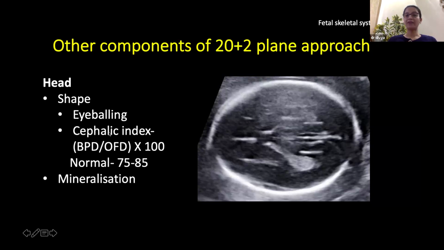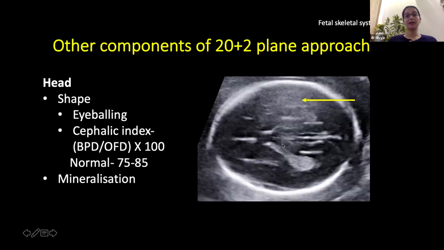We can also have an objective measurement of the head by calculating what is known as the cephalic index, which is nothing but a ratio of the biparietal diameter to the occipitofrontal diameter expressed as a percentage. And normal cephalic index is between 75 to 85. When it is less than 75, we term it as dolichocephaly, and more than 85 is termed as brachycephaly and can be seen in certain skeletal dysplasias.